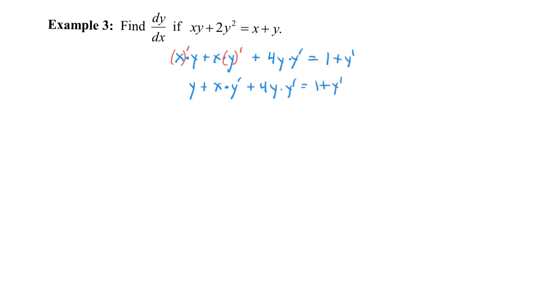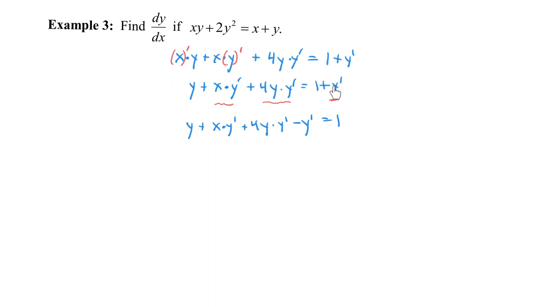All right, so I need to get all the y primes on the same side. So I'm going to leave this over here on the left. I'm going to leave this on the left, but I'm going to move this one over. So I'm basically going to subtract y prime from each side. So once I do that, I'll have y plus x times y prime. That's a times. Plus 4y times y prime minus y prime equals 1. Right, so all I did, subtracted y prime from each side.